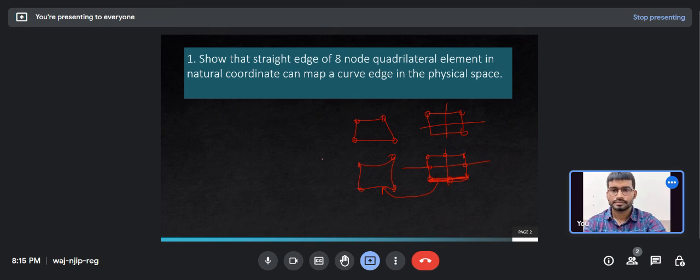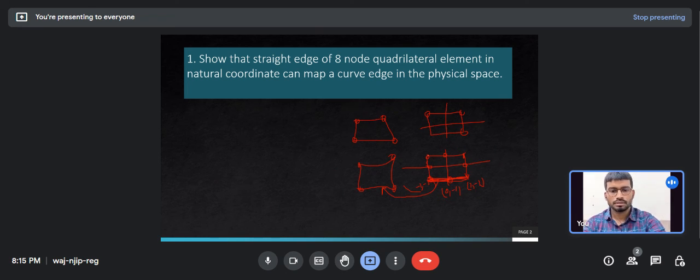So for that, I have taken an 8-noded element in the natural coordinate system, right? And the coordinates are -1, 0, -1, 1, -1. Similarly for the other edges also, right?